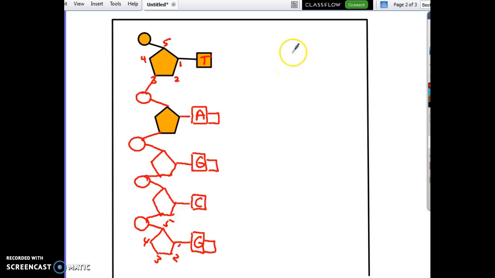When I do that, I have to flip the orientation of my sugar. So this is a little bit harder. You can flip your paper upside down if you wish. This might be easier. Now I'm going to draw my sugar. Notice the point is now pointing down. So this is my 5th carbon. It's pointing downward as opposed to upward. So this is my 1st carbon, 2nd, 3rd, and 4th.